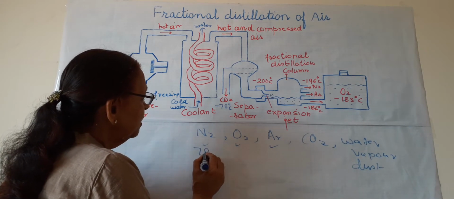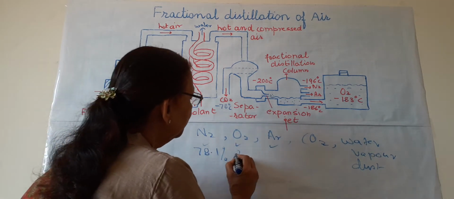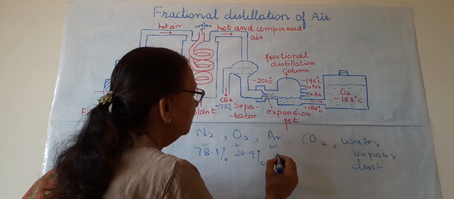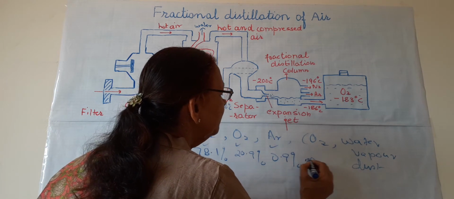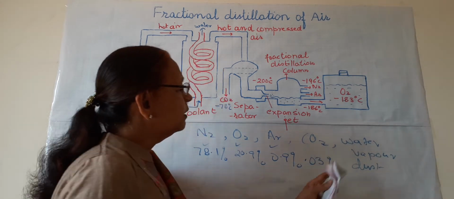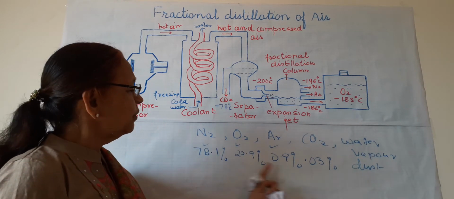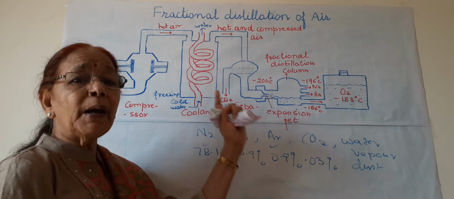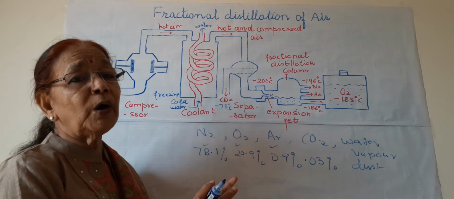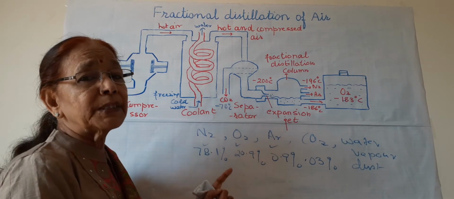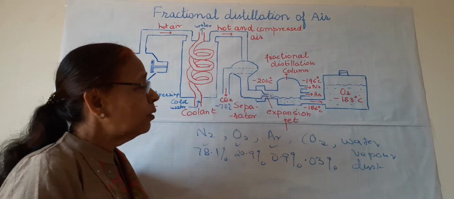Their percentage is about 78.1% by volume nitrogen, 20.9% oxygen, about 0.9% argon, and carbon dioxide very low, 0.03% carbon dioxide. So these are the major components which can be separated by fractional distillation, and these gases then are used for various purposes in industry also, and in other purposes also.